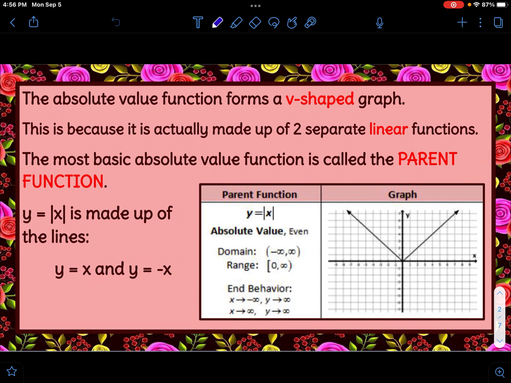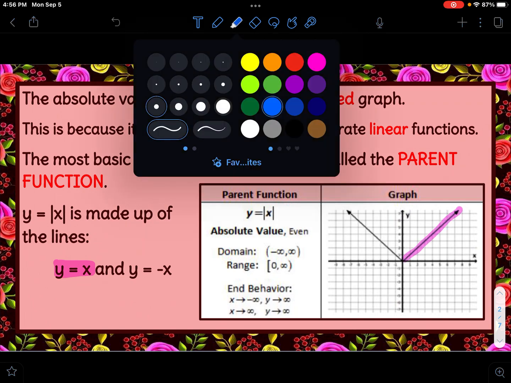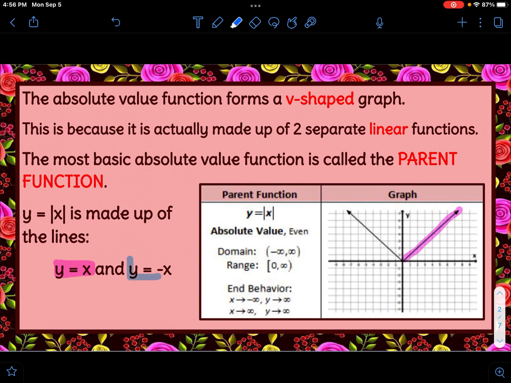The most basic absolute value function is called the parent function. y equals the absolute value of x is the parent function, and it's made up of the lines y equals x and y equals -x. So we'll highlight y equals x in pink here, and we'll do y equals -x in blue.